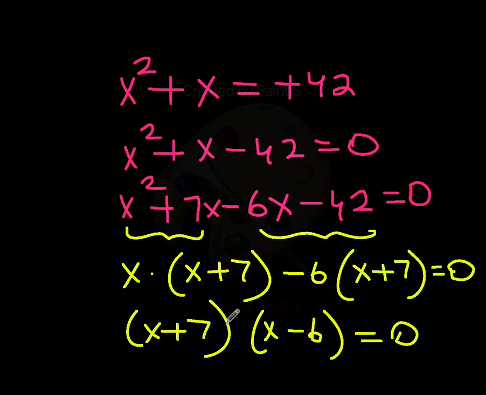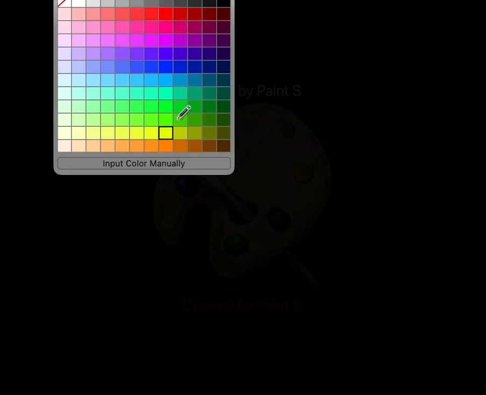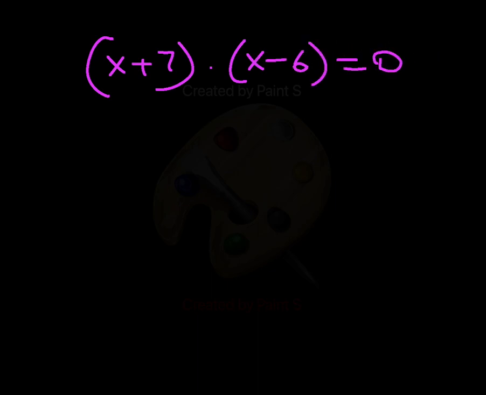So at this point we have factored our quadratic equation into two factors: x plus 7 times x minus 6 equals 0. Let's rewrite it like this: x plus 7 multiplied by x minus 6 equals 0. Anytime we have a product of two numbers equal to 0, any one of them can be equal to 0.